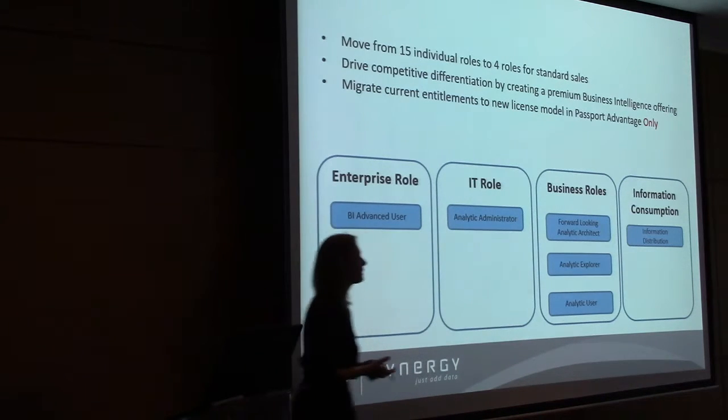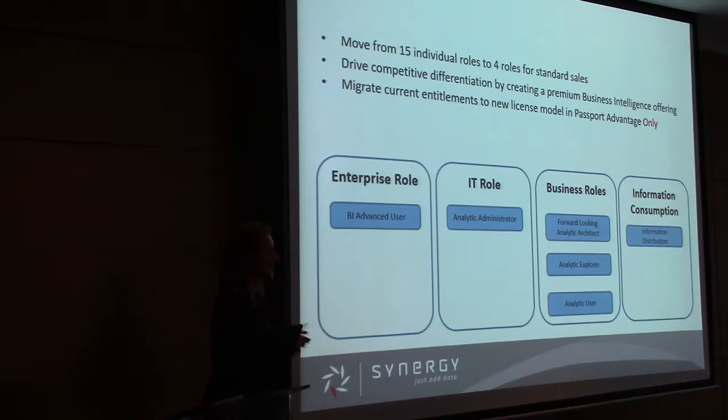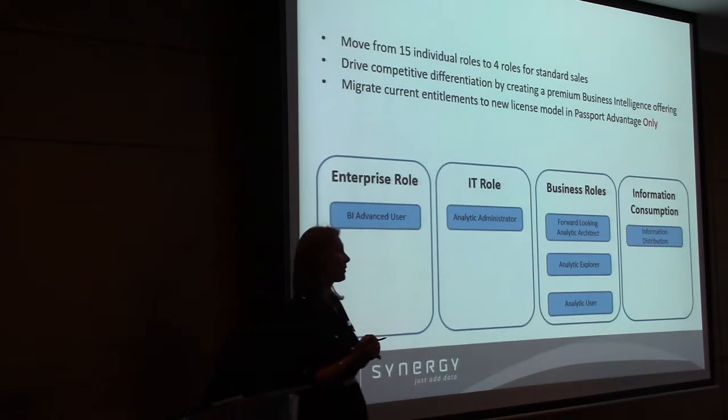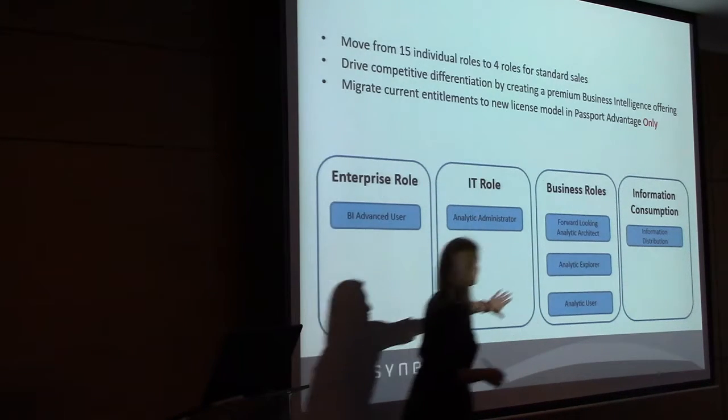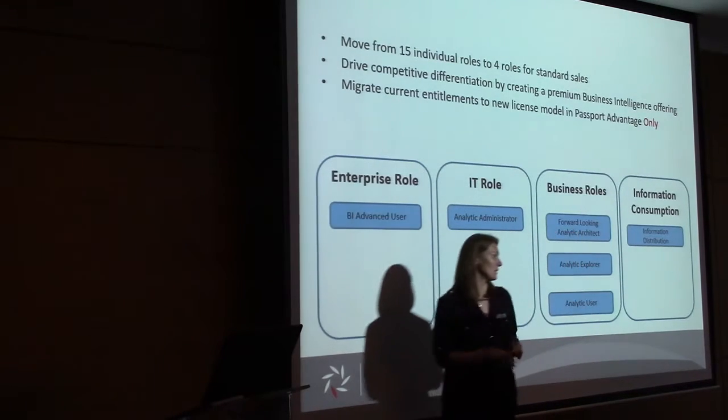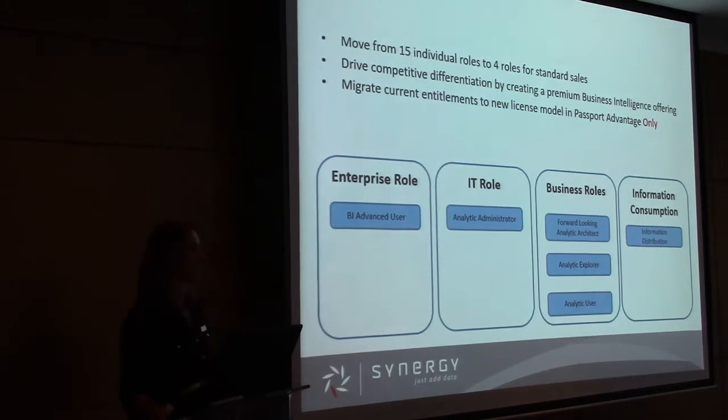So you've got your analytic administrator. That's just your plain administrator that you had in the past. Then you've got your forward-looking architect, and that essentially gives you BI and SPSS combined, so your BI administrator with your SPSS functionality, your analytic explorer and your analytics user, and then you've got your information distribution user, which is an authorized named user or a PDU-based license that you've got. Okay, so we've gone from 14 to those 3 licenses that we now need to manage, which I think from a security point of view will make it a lot easier for you guys. Okay.